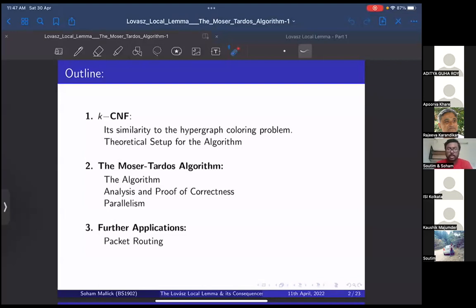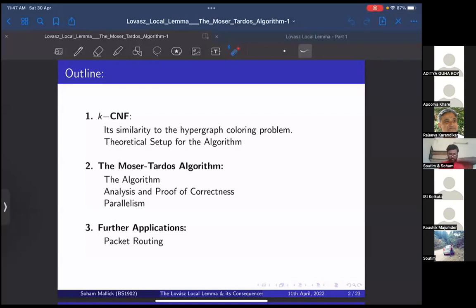So as to say, it does not give us a point in the sample space which avoids all these bad events. However, we have a very strong algorithm, which is the Moser-Tardos algorithm, which essentially gives us a point which avoids all these bad events. It's a very simple algorithm, and yet it is very efficient. So we will discuss that.